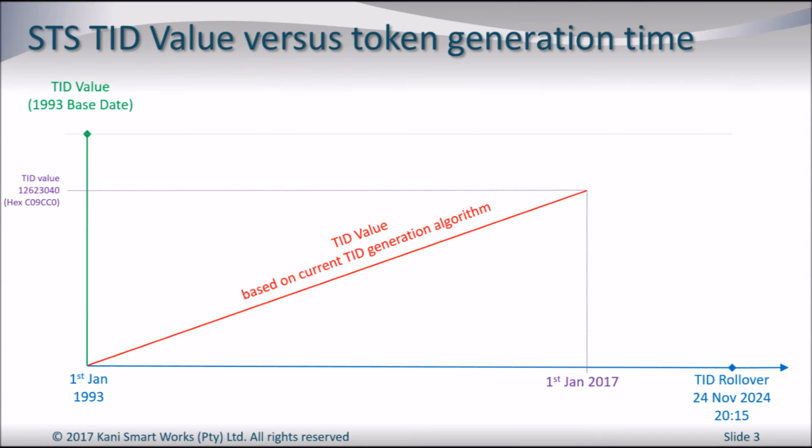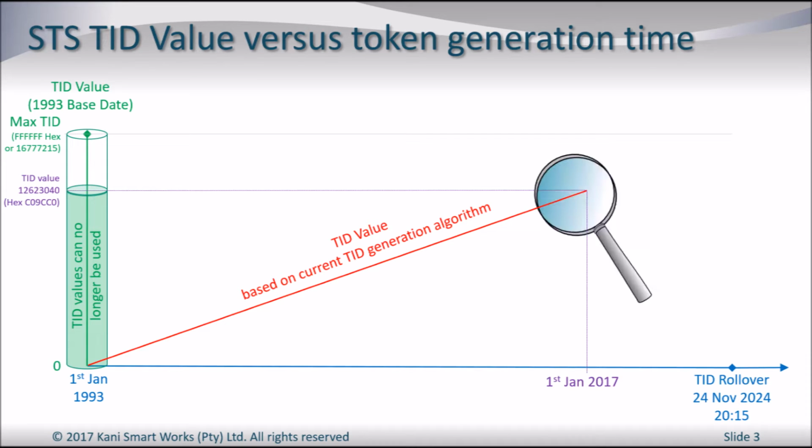TID stack. The STS TID generation algorithm is easily shown on a graph, with the x-axis being the generation time and the y-axis being the TID date. You'll see that it's a straight line graph with a one-to-one correspondence. You will also see that as of the 1st of January 2017, we are approaching 80% of the way through the total value of available TIDs.